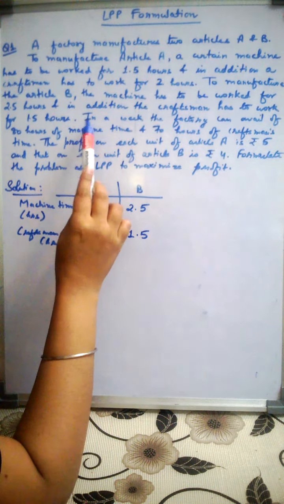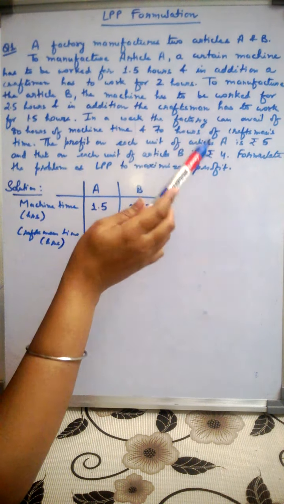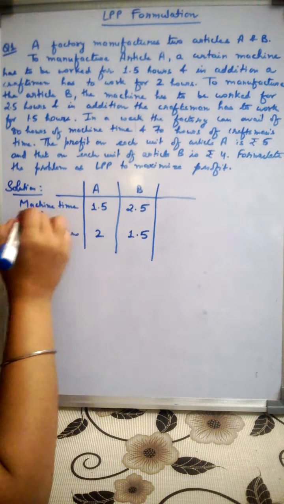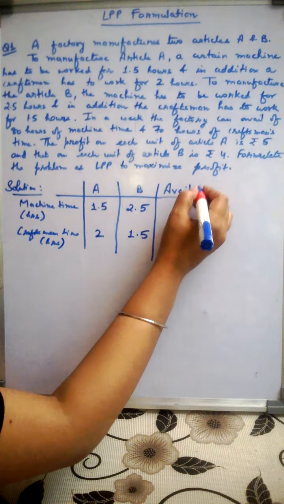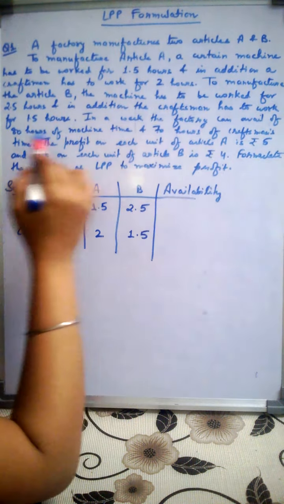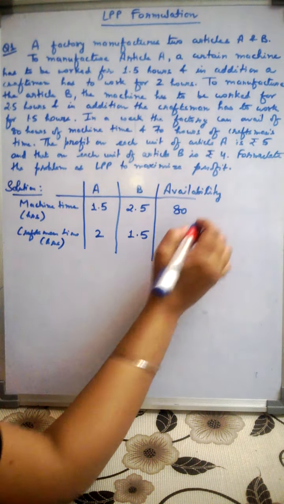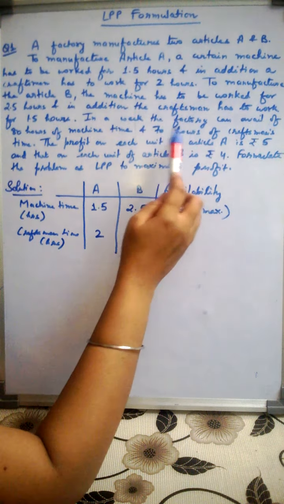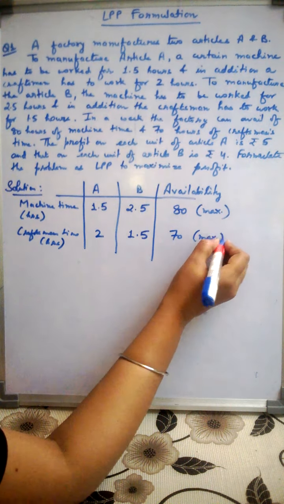Now what else is given? In a week the factory can avail of 80 hours of machine time and 70 hours of craftsman time. So what is the availability of machine time and craftsman time? So here we'll write down availability. So the factory can avail of 80 hours of machine time. So machine time is available 80 hours. So this is the maximum availability. And 70 hours of craftsman time. So again this is the maximum availability.